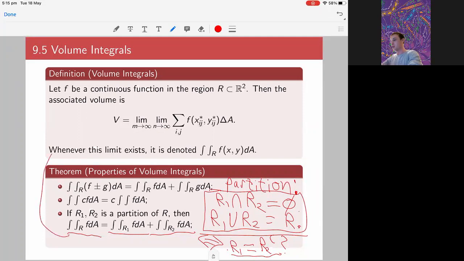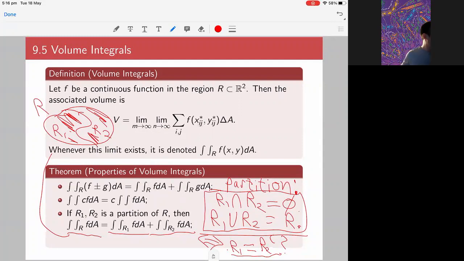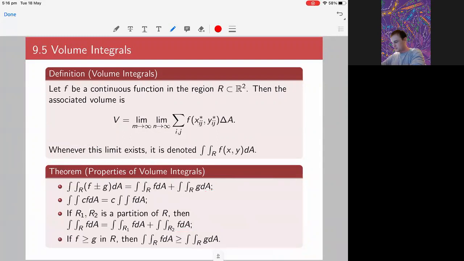So the good thing about working in R2 is that we can actually draw what's going on here. If this is R in total, then a partition just means I'm able to break my setup like that, and there's no overlap. And if I want to find the volume integral over all of this, I just need to do the integral of this plus the integral of that. And the last property that's useful to keep in mind is that if your surface is bigger than another surface, then the associated volume beneath the bigger surface is going to be bigger than the volume underneath the smaller surface. So this is a good thing to keep in mind.